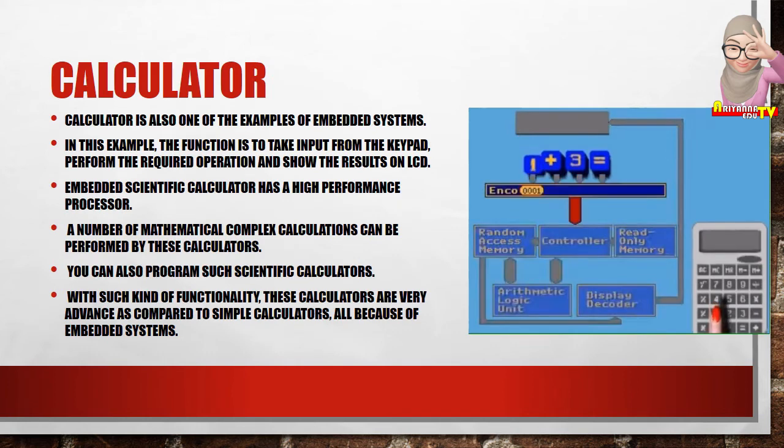Calculator is also one of the examples of embedded systems. In this example, the function is to take input from the keypad, perform the required operation, and show the results on an LCD. An embedded scientific calculator has a high-performance processor. A number of complex mathematical calculations can be performed by these calculators. You can also program such scientific calculators. With such functionality, these calculators are very advanced compared to simple calculators, all because of embedded systems.